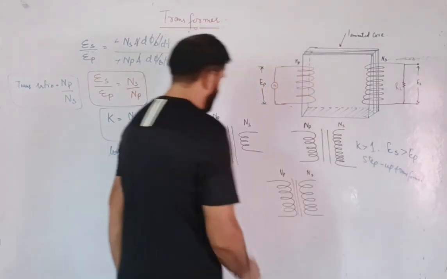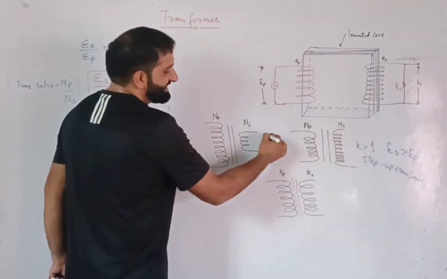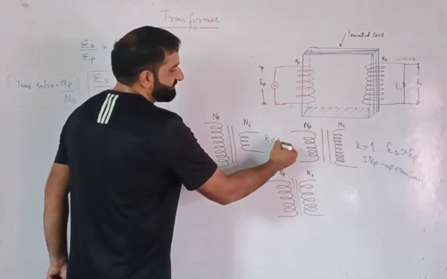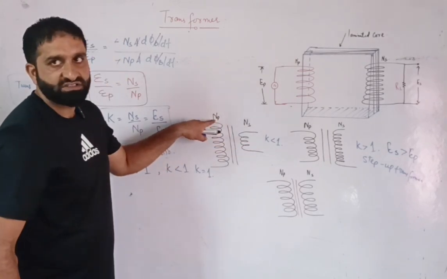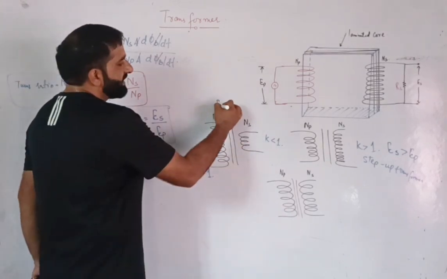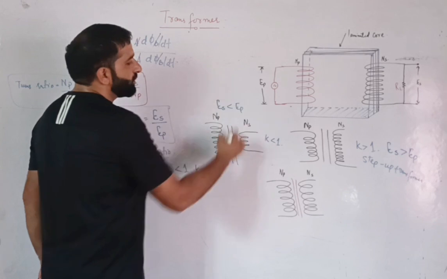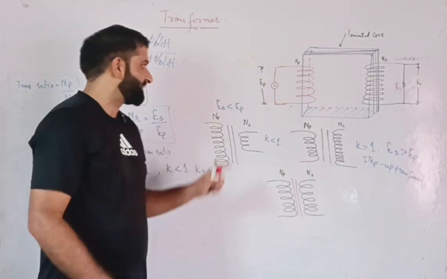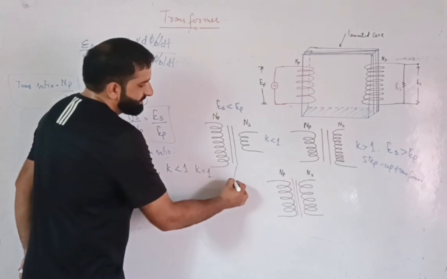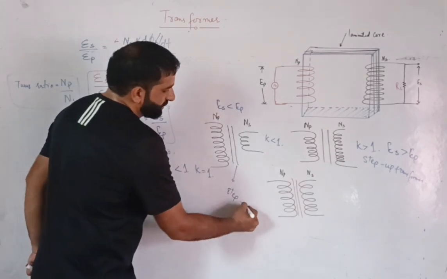Now in this we can clearly see that K is less than 1. If K is less than 1, that means the number of turns in the secondary is less than the number of turns in the primary. That means here we have ES is less than EP. So the primary voltage is greater than the secondary voltage, or the secondary voltage is less than the primary voltage. This means this type of transformer is called a step-down transformer.